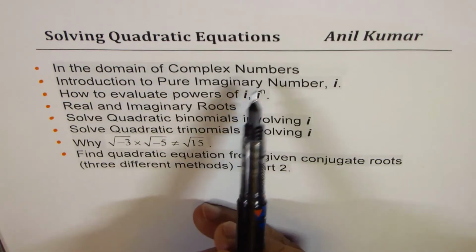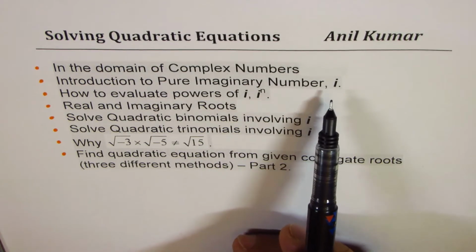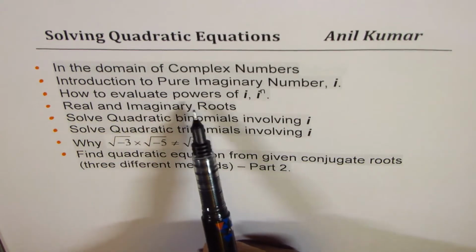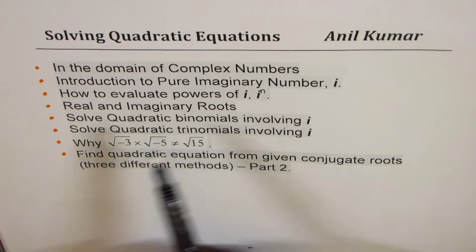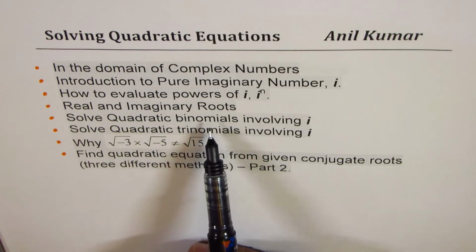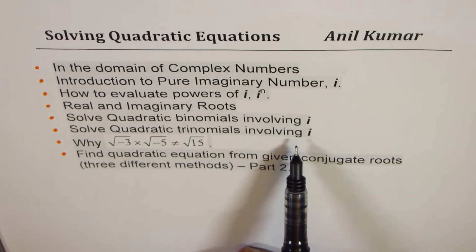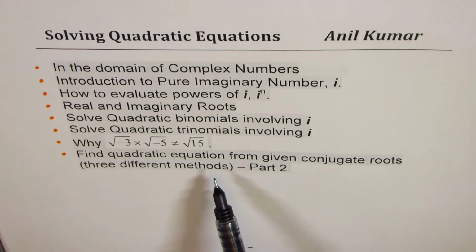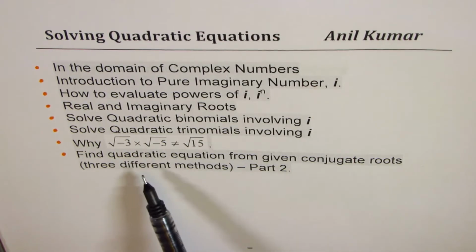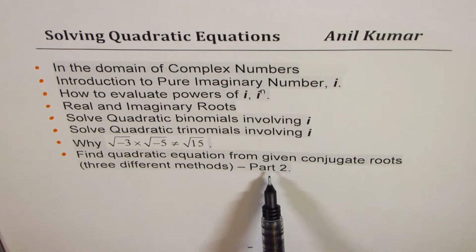First, we'll discuss the domain of complex numbers. We'll introduce pure imaginary number iota or I. We'll see how to evaluate powers of I. Real and imaginary roots we'll discuss in brief. Solve quadratic binomial equations and trinomial equations with complex solutions and answer some communication questions, and then we'll write the quadratic equation from the given conjugate roots. I've also discussed this part in another video which you can go through.